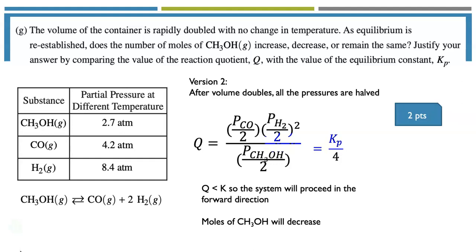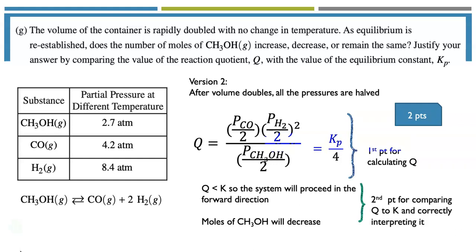This part of the question was scored out of 2 points. 1 point was for correctly calculating Q, either numerically or just how it compared to K. And the second point was for correctly comparing Q to K and interpreting it appropriately.